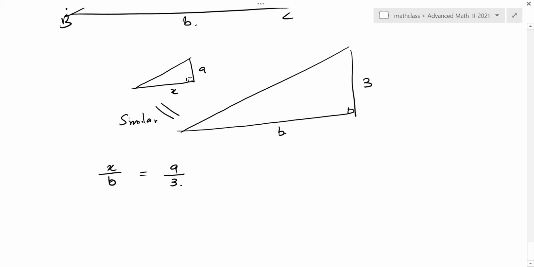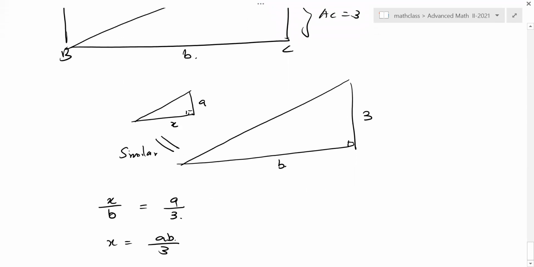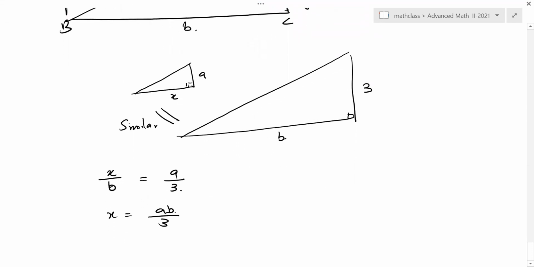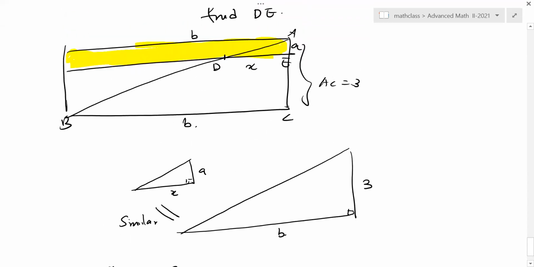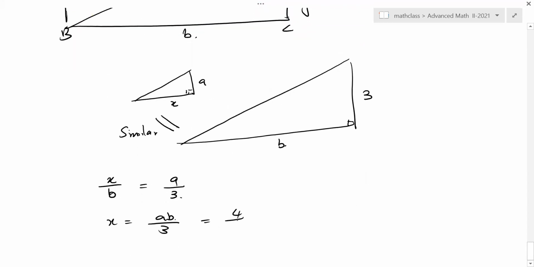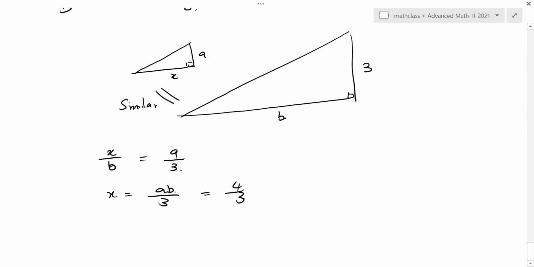Then X is going to be 3 over A times B, or A times B divided by 3. But I know A times B is going to be 4. That's a given, because A times B is the area of the shaded region, so that's why it equals 4. So that's very simple. A times B is going to be the area, as you can see.